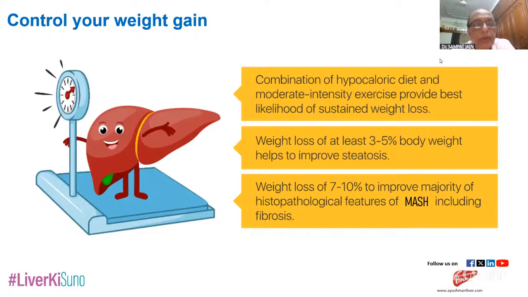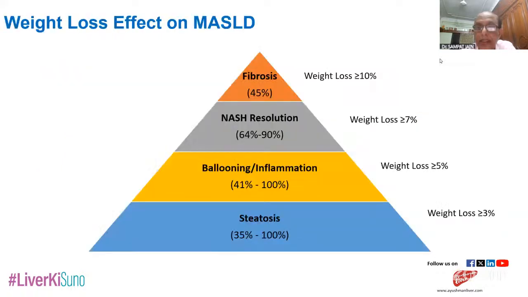It has been seen that weight control alone can give you much greater benefits than the medicines. The combination of a hypocaloric diet and moderate intensity exercise provides the best likelihood of sustained weight loss. Weight loss of at least 3 to 5% of body weight helps to improve steatosis, and loss of 7 to 10% improves the majority of the histopathological features of MASH, including the fibrosis. There are very few drugs which can act on the fibrosis, but weight control can help to regress the fibrosis.